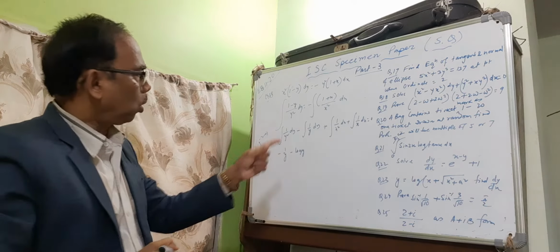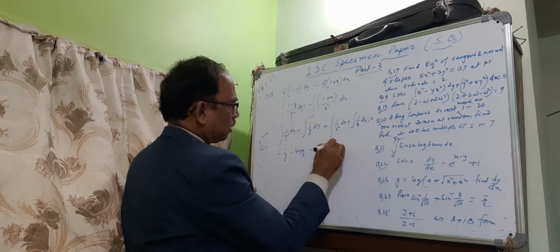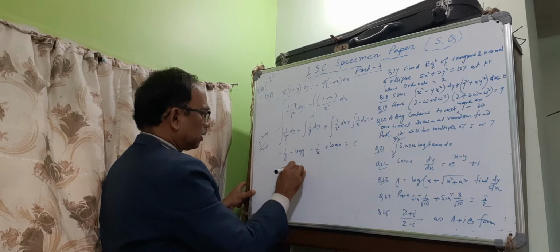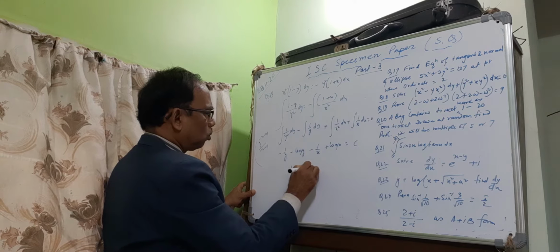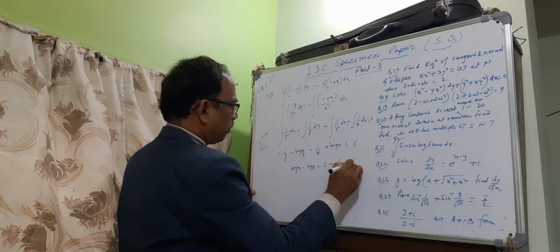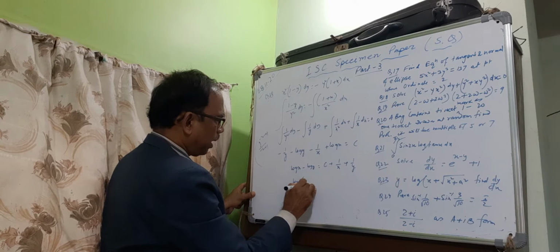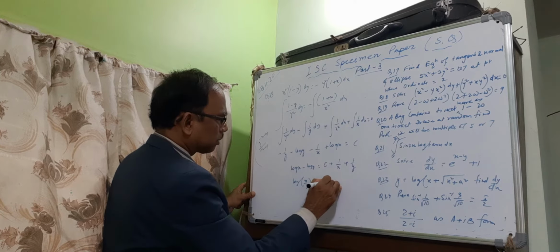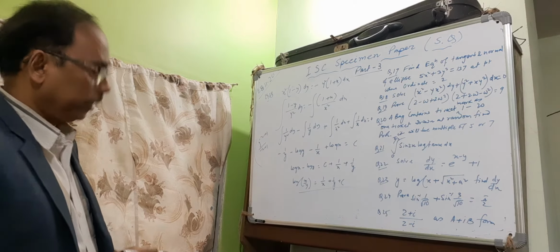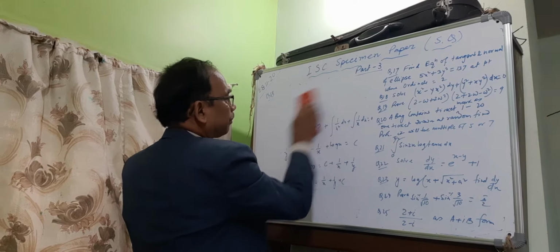Integrating 1 by y gives log y, and it is minus 1 by x plus log x equals c. Now log x minus log y equals c plus 1 by x plus 1 by y, that is log of x by y equals 1 by x plus 1 by y plus c. That is the answer of the given sum number 18. Then sum number 19.